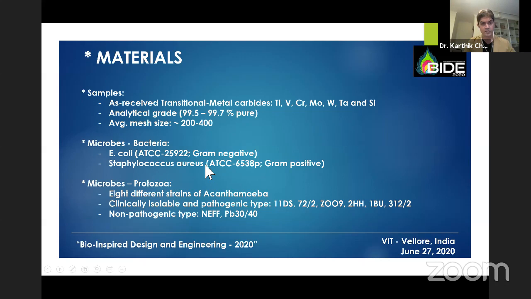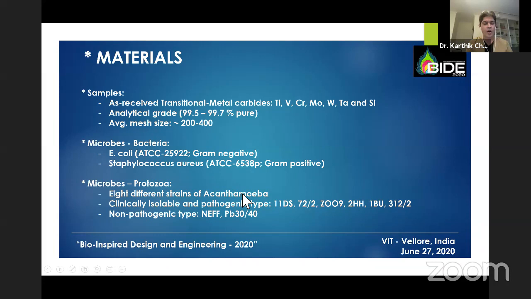I was told that this P specifically refers to that particular strain of this species, which is relatively more penicillin resistant. So if we can have a material that can actually kill this strain, then it is even better. And for the anti-protozoal properties, I chose Acanthamoeba.